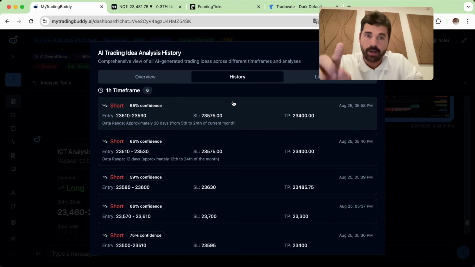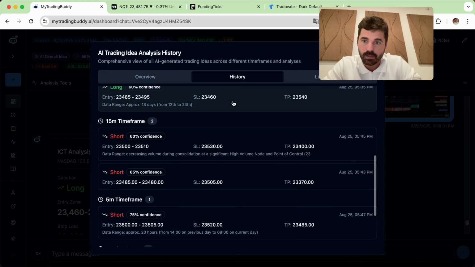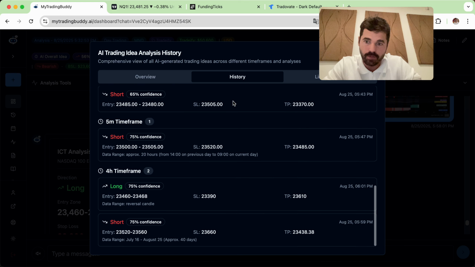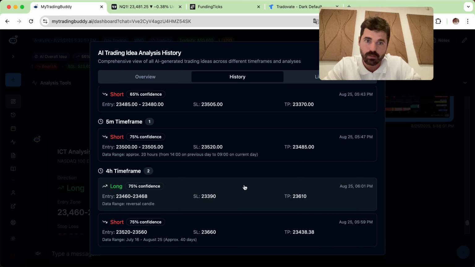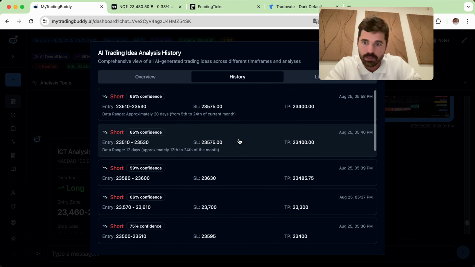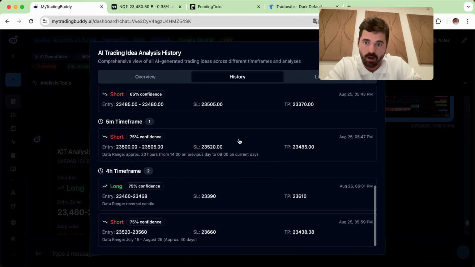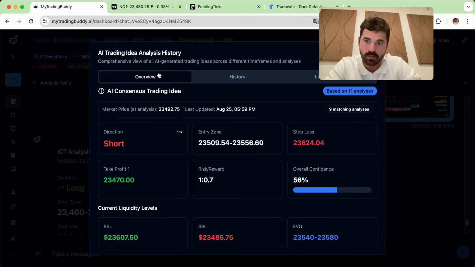so I sent it 1 hour, 15-minute time frames, 5-minute time frames, 4 hours. And you can see that all of this combined into this overall consensus trading idea. And if you just follow basically this overall consensus idea, you should do pretty well.